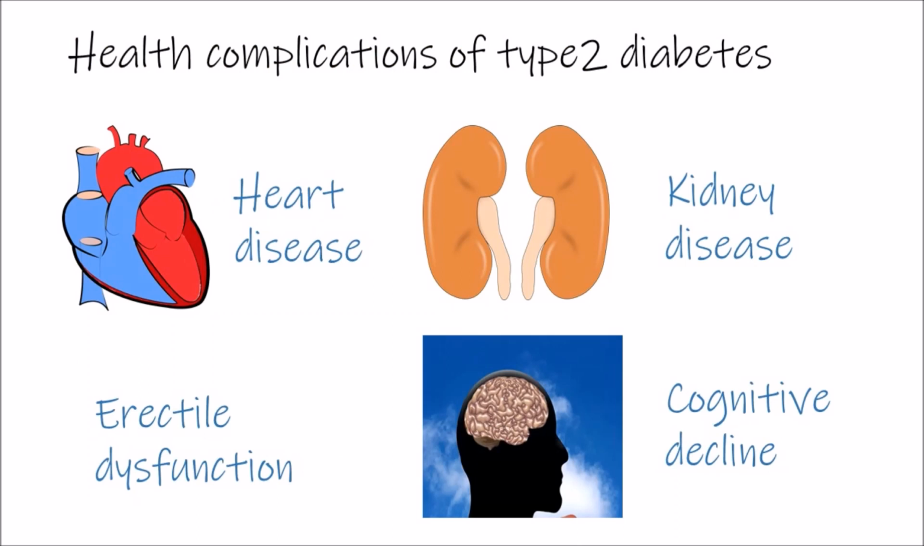The very process of developing type 2 diabetes has a tremendously harmful impact on the body as a whole. And this kind of damage just continues to get worse with time. So here are some health complications related to type 2 diabetes. Heart disease, kidney disease, erectile dysfunction, and cognitive decline. Cognitive function relates to important mental skills like learning, attention, memory, and problem solving. The good news is that a very healthy lifestyle can significantly minimize all these health complications.